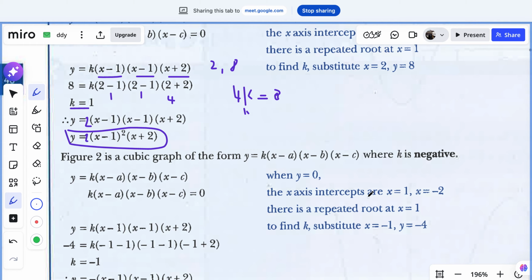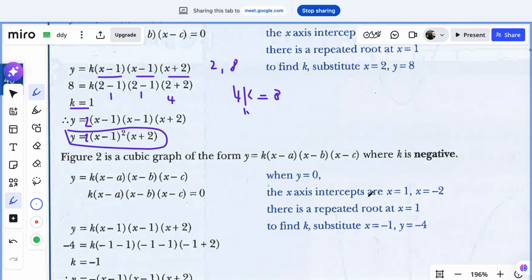In this first bracket, you obtain negative 2. In the second bracket, we also obtain negative 2, right? In the third bracket, we get positive 1. So you multiply all of them times k. So you get 4k equals negative 4.